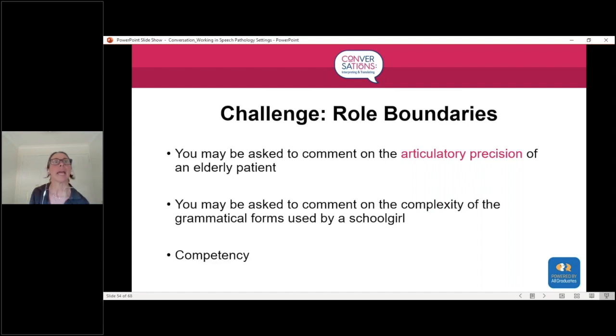Similarly, if you're working with a paediatric client, a child, and the speech pathologist asks you perhaps to comment on the complexity of the grammatical forms used by the schoolgirl. The speech pathologist might want to know if the schoolgirl uses subordinate clauses or modal verbs or any other kind of grammatical form, which you might not have much understanding of. You might have heard these terms, you might be familiar with them, you might be a linguist and you might be perfectly across it, but it's not necessarily the case, because not every interpreter is a linguist.